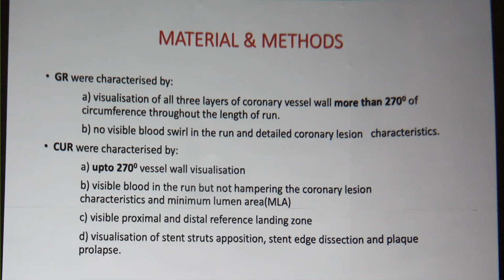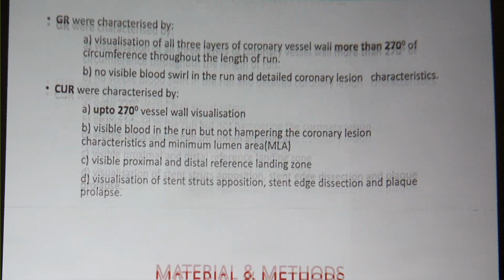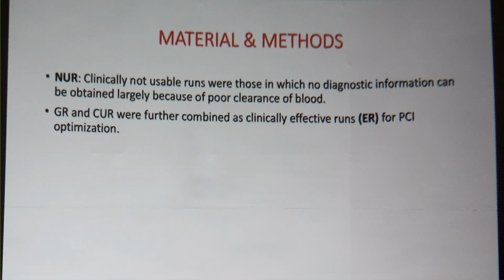Good runs were those at par with contrast, in which you can see all the 3 layers of the coronary artery over more than 270 degrees. A clinically usable run had a blood swirl in it, but you can see the proximal reference diameter, distal reference diameter, and the plaque morphology. That means you can optimize your PCI using this kind of run. Clinically not usable runs were those that didn't have any diagnostic information. You cannot use them for PCI optimization. We combined good runs and clinically usable runs into effective runs.